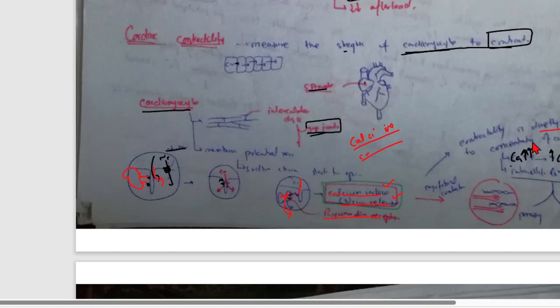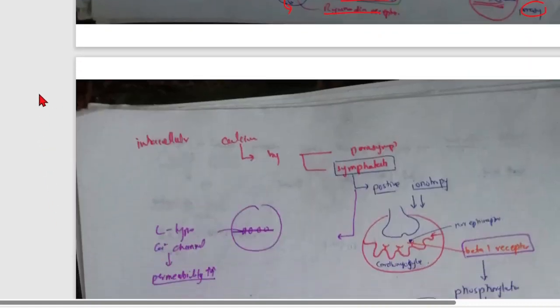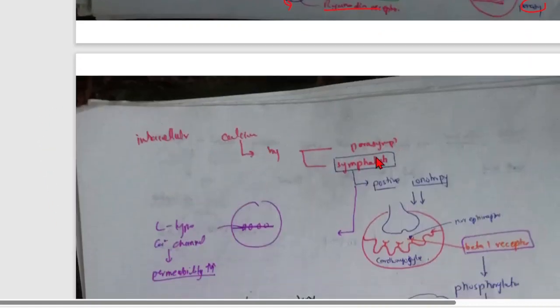Contractility directly depends on the concentration of calcium. If the concentration of calcium outside is more, the contractility is also increased. Another thing is that intracellular calcium is regulated by the parasympathetic and sympathetic tracts. So how is it done? First of all, intracellular calcium is regulated by one, the parasympathetic, and another, the sympathetic. The sympathetic is actually positive inotropic. Positive inotropic means it increases the calcium and increases the contractility.